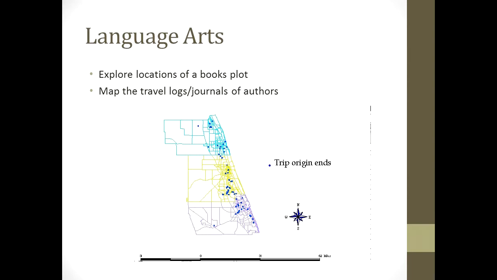Many of the authors have journals or logs, and so I think it would be a neat project for students to be able to pull up GIS and plot these points on a map and see where the author traveled through while he was writing the book.